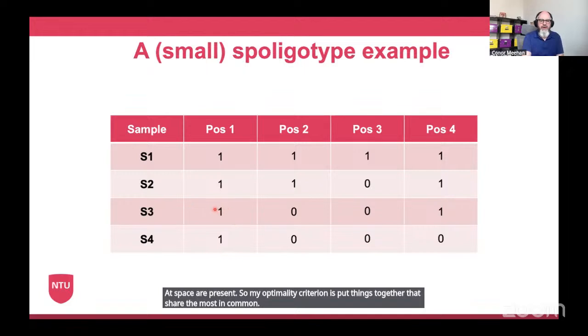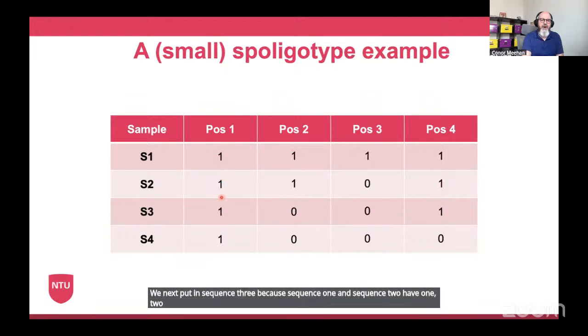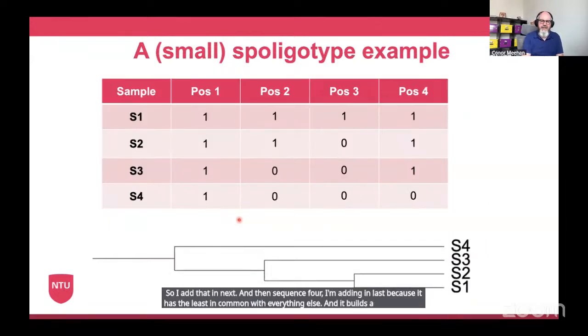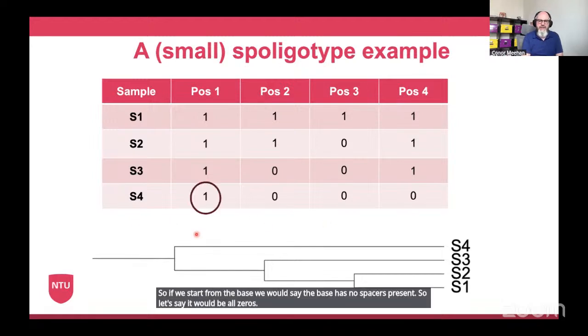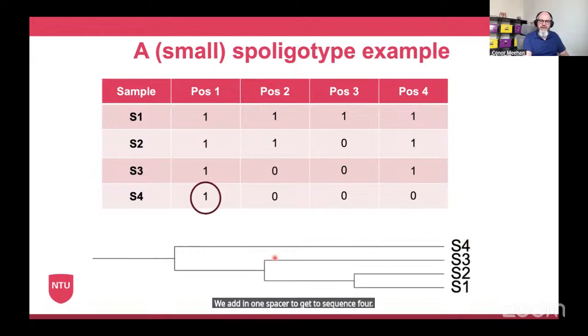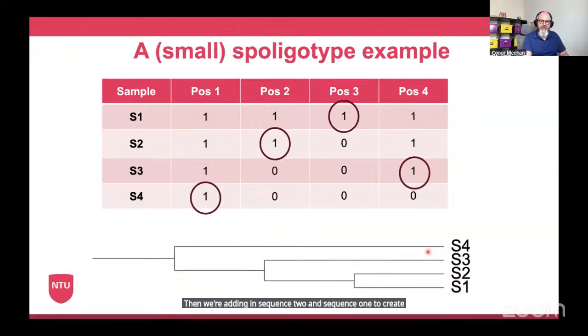We next put in sequence 3 because sequence 1 and sequence 2 have 1, 2, 3 in common, and they both have 1, 2 in common with sequence 3, so I add that in next. And then sequence 4 I'm adding in last because it has the least in common with everything else. And it builds a tree that looks like this. If we start from the base, we would say the base has no spacers present, so let's say it would be all zeros. We add in one spacer to get to sequence 4, so we add that one first to the root. We then add in sequence 3 because that's the next one. We're adding in this spacer. Then we're adding in sequence 2 and sequence 1 to create this final phylogenetic tree here.